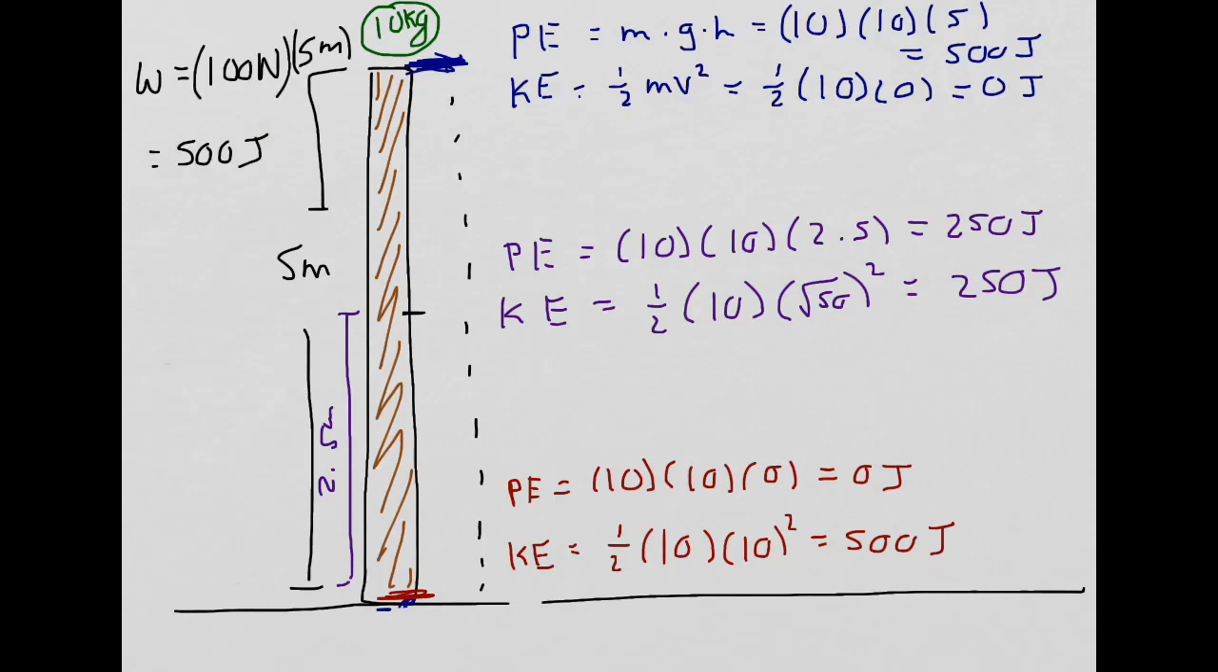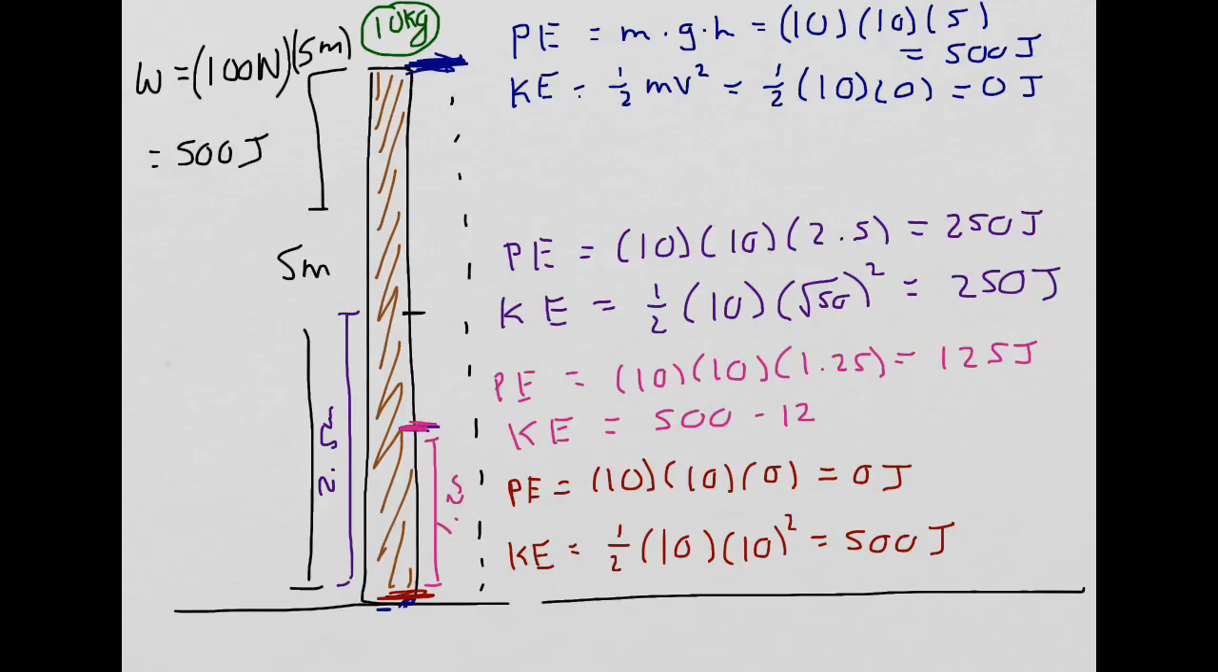Let's say I want to find the potential and kinetic energy at this point, right here. I'll put it in a different color. So let's say this height is 1.25 meters above the ground. So I know that PE is equal to the mass of the ball times gravity times the height above the ground, which is now 1.25. So I get that that's 125 joules. KE, therefore, must be 500 minus 125, and that gives me 375 joules. You could verify it by finding the velocity and plugging into the kinetic energy formula, but this is just a faster way of doing it.